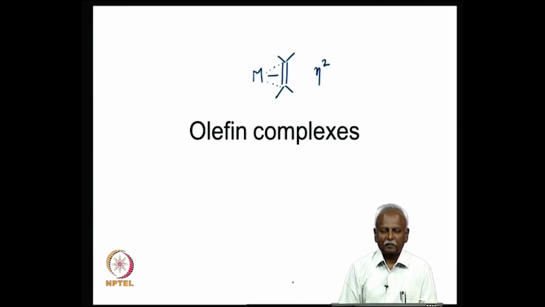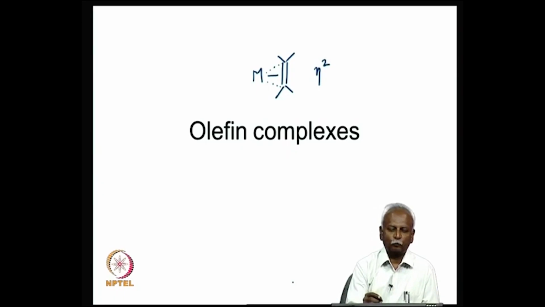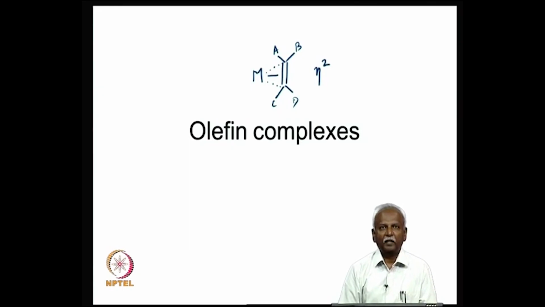So, in these systems, if you consider the four atoms which are bonded to the olefin, I will label them as A, B, C and D. If A, B, C and D and the two carbons are in a plane, then the metal is in a position below that plane. So, the metal itself is in a plane below the plane which is containing the four atoms A, B, C, D and the two carbons which are interacting with the metal.